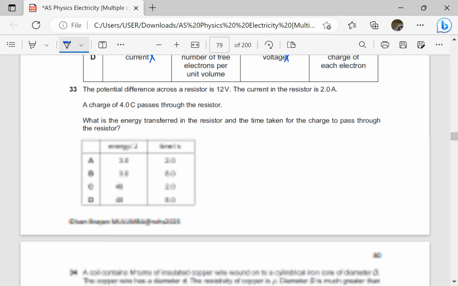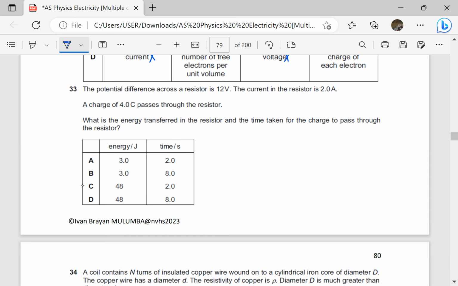The potential difference across a resistor is 12 volts. The current in the resistor is 2 amperes. A charge of 4 coulombs passes through the resistor. What is the energy transferred in the resistor and the time taken for the charge to pass through the resistor? So let's begin with the energy. We know V is energy over charge, so it means energy is going to be the charge times V, which is 4 times 12, and that is 48 joules.